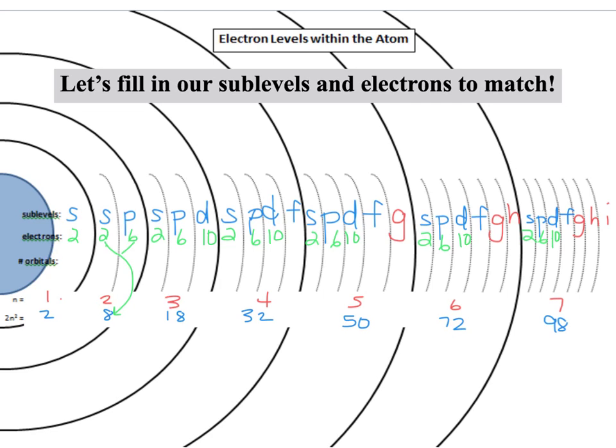So we go to the fourth level. The fourth level holds 32. 18 of them are here. And so if we subtracted, that gets us 14 in the F sublevel. At this point, hopefully you see the pattern. It's going up by 4 electrons each time. So this is plus 4, this is plus 4, this is plus 4.